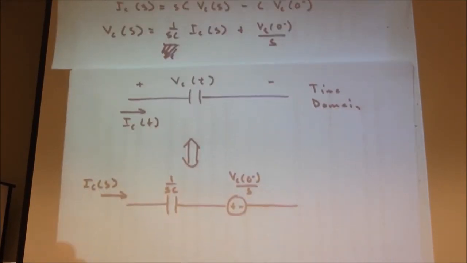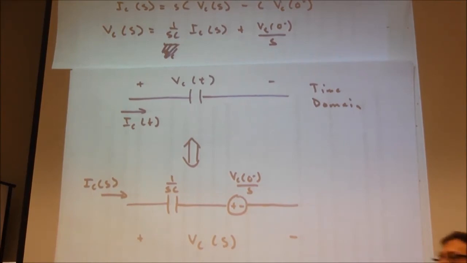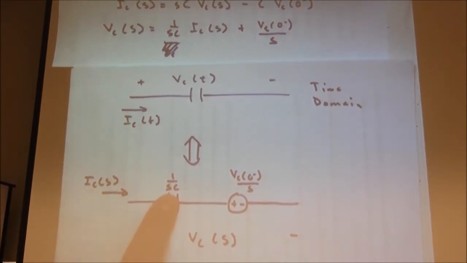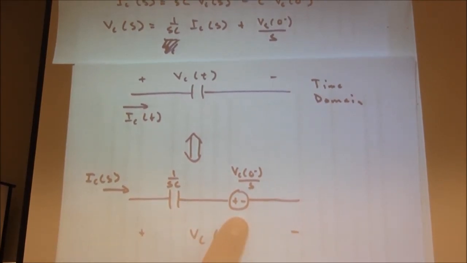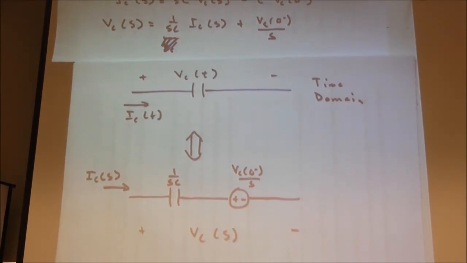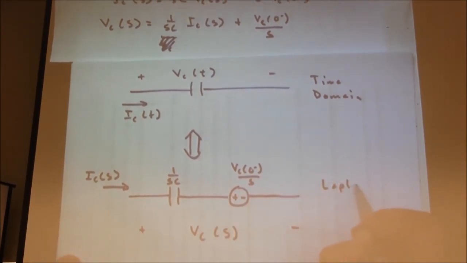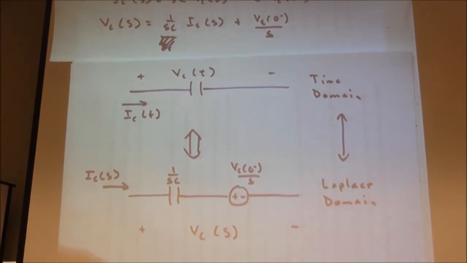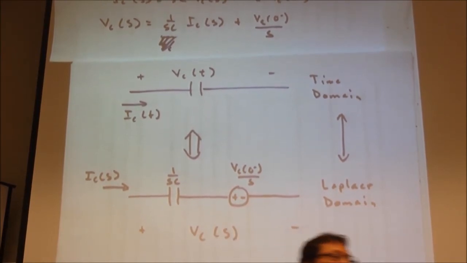And where we want to be a little bit careful when we think about this, the voltage across the capacitor in the S domain is the voltage across both those components. So the voltage drop, Ohm's law applies, the voltage drop across the capacitor is IC times the impedance, 1 over SC, plus the initial condition term. This is the equivalent transformation. This is the Laplace domain equivalent circuit. So when we go to the Laplace domain and we draw a capacitor, we have to check for initial conditions.